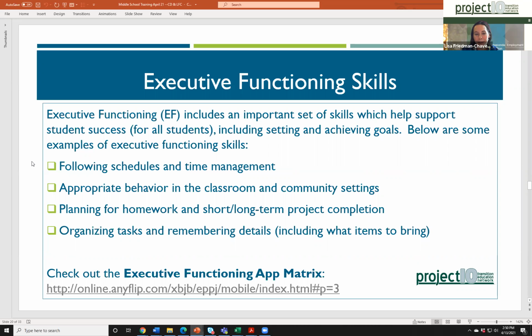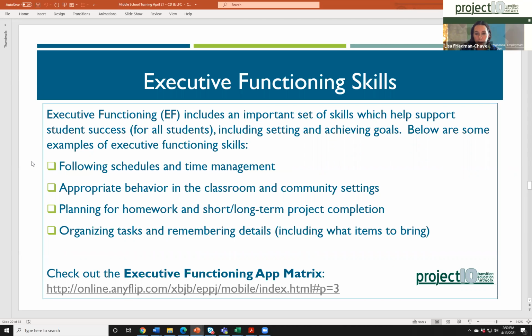But following schedules and time management, these are such important skills, these are important life skills. So being able to work on that while they're in middle school will help them in high school and beyond, life beyond. But appropriate behavior, not only in the classroom, but also in community settings. Once they start getting into high school, they have a lot more community-based instruction going on. Also those work-based learning experiences in the community.